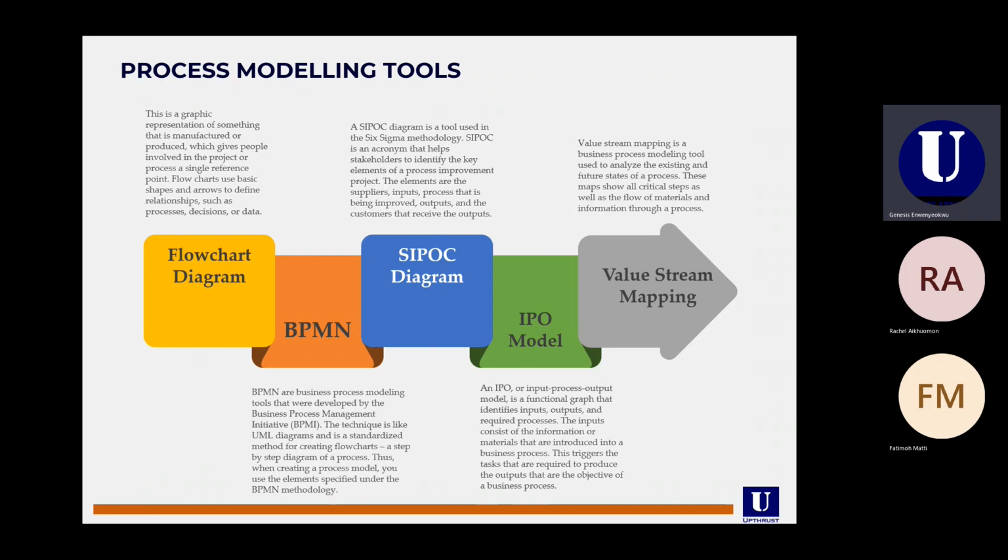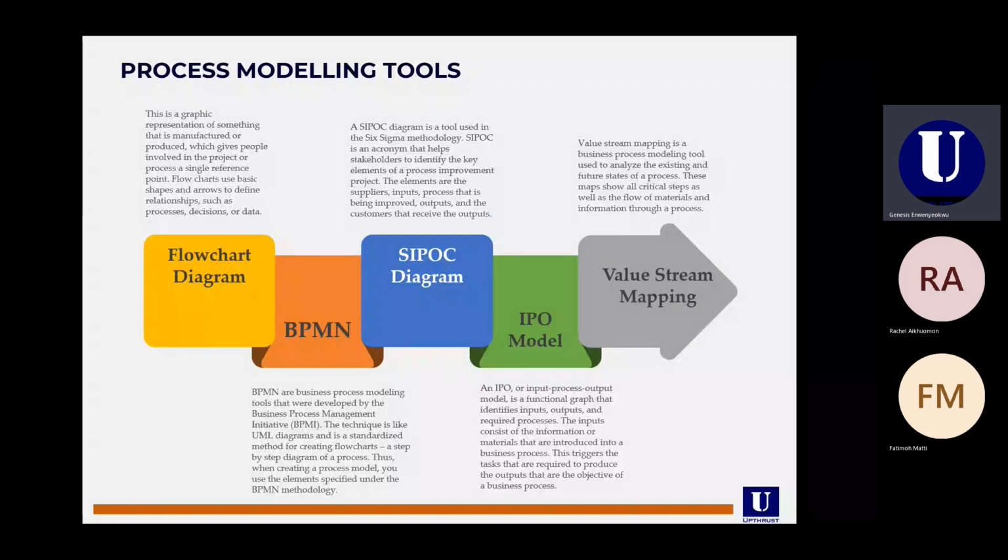complex solutions or complex businesses. Then we have the SIPOC diagram. SIPOC stands for supplier, input, process, output, and also the customer, right? It's used basically in Lean and Six Sigma for process improvement. And then we have the IPO model, which is input, process, output, right? It helps us to look at what the inputs to this process are, what the processes are, and what outputs we should be expecting.